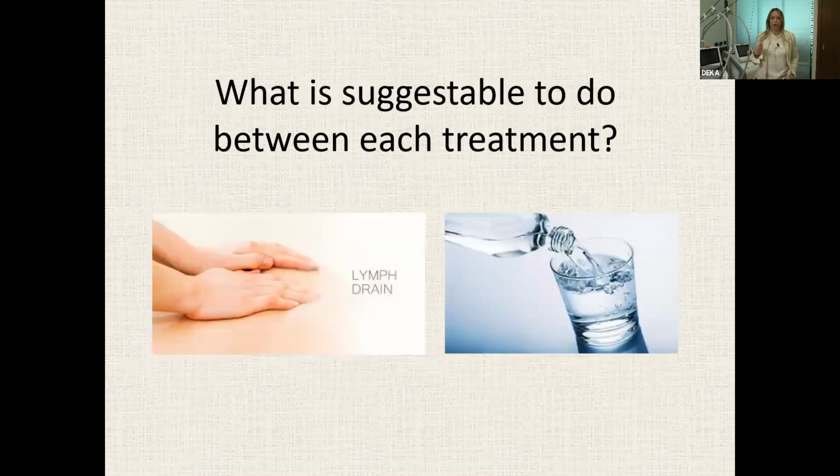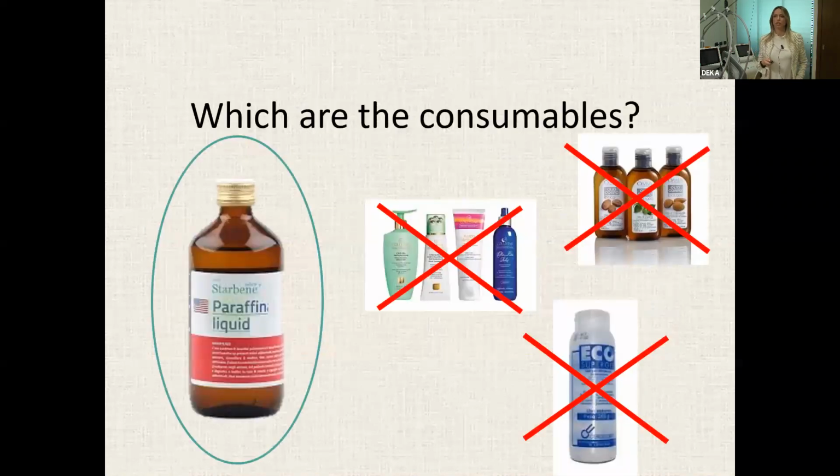It's strongly recommended to undergo lymphatic and draining devices or massage, to drink a lot of water, to walk, everything that can help the lymphatic system to work faster. Which are the consumables? Only paraffin or Vaseline liquid oil. Other kinds of oils are not allowed because they could contain some water, and water absorbs microwaves.